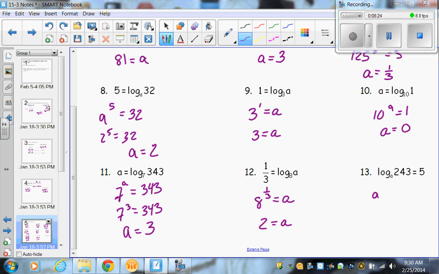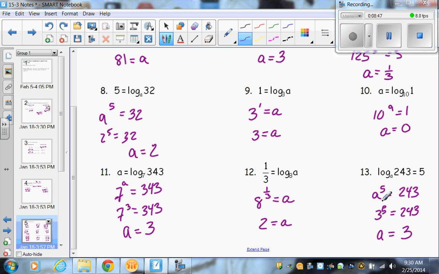Number 13, we have a to the 5th equals 243. And we can start thinking, what are our perfect fifths? And it comes out that 3 to the 5th is 243. So a equals 3.